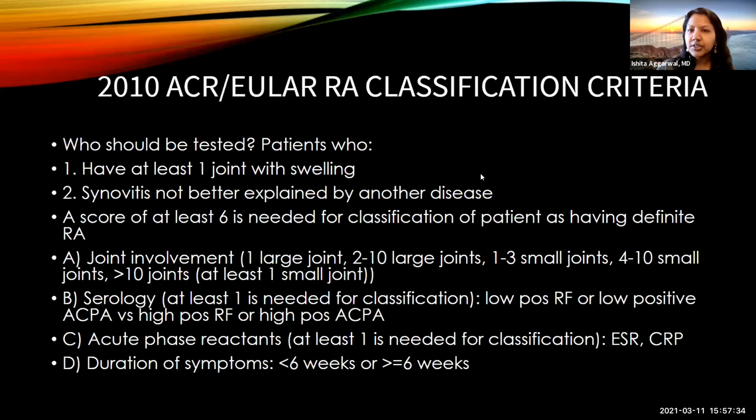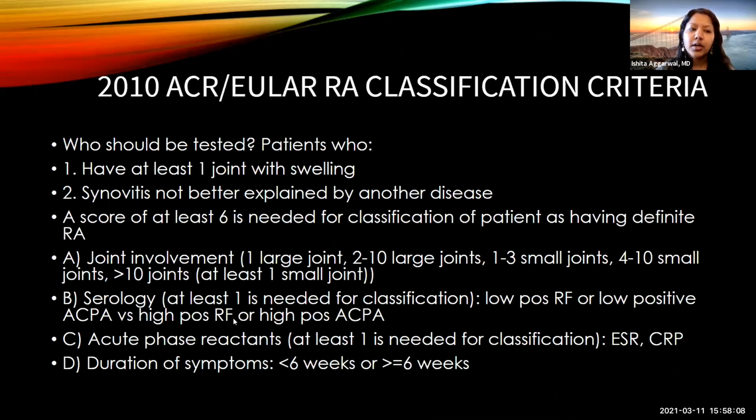So who are the patients that we should test for this? Those that have at least one joint with swelling and where the joint swelling and pain is not better explained by another disease. Like I mentioned, a score of at least 6 is needed for classification. So we look at the pattern of joint involvement and the number of joints that are involved. The lab work, looking at the autoantibodies that may be positive, so rheumatoid factor and the CCP antibody, and how high are those antibody levels.